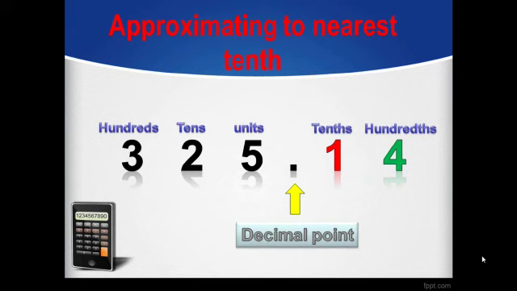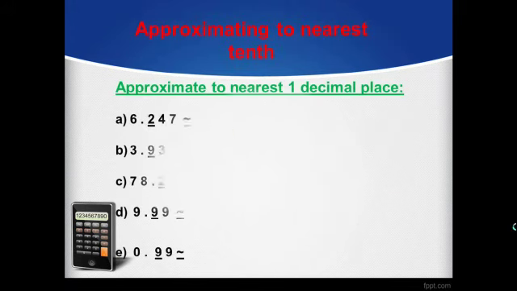Our lesson is related to the place value of the red number and green number, tenths and hundredths. Please keep these place values in your mind. It will help you understand our lesson today. Now let's do some exercises. Approximate to nearest one decimal place means approximate to nearest tenth.